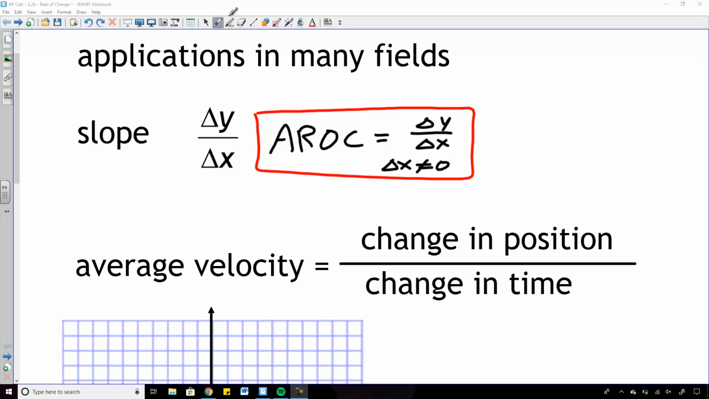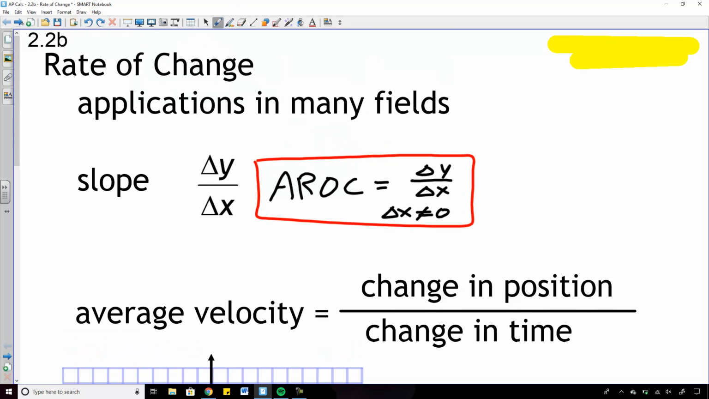Okay, so this video is about rate of change. It's 2.2b. You can write the date obviously up here. And what I want to talk about is average rate of change. Hopefully something you've seen before. So average rate of change, that's this. That's just change in y over change in x, where the x is not zero.